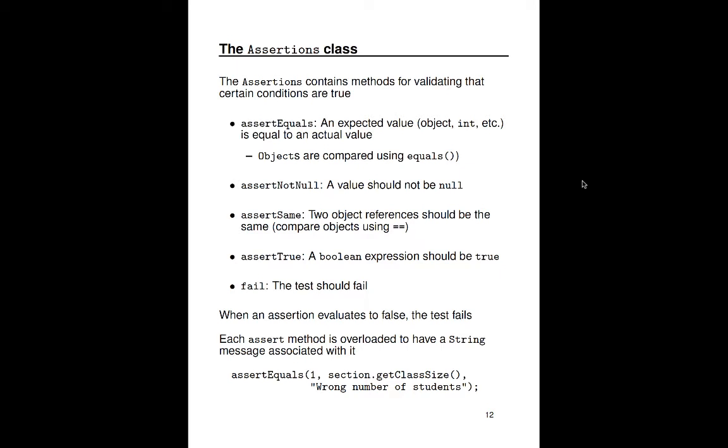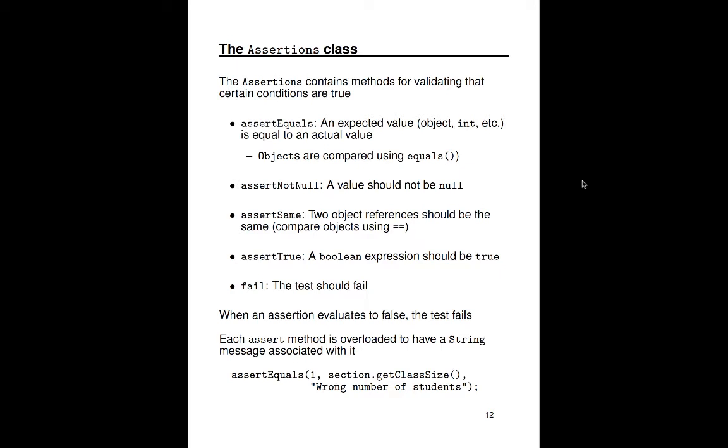So the Assertions class contains methods that validate that certain conditions are true. Again, this is that then part of your given-when-then test. Assertions contains a method called assertEquals. You've got two values and you expect them to be equal. assertEquals is overloaded to take any kind of object, int, all the primitive types, double, long, all that kind of stuff. And it compares an expected value to an actual value. And note that when you compare object types, the .equals method is used to compare them.